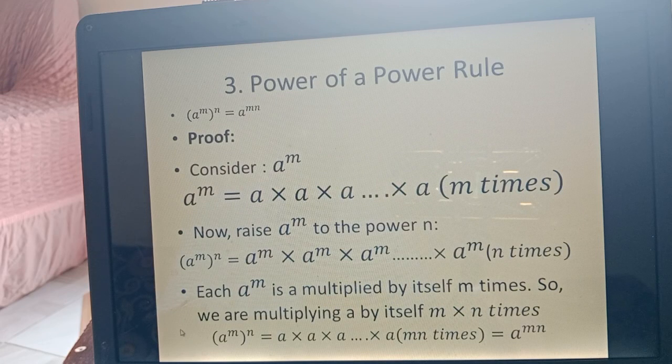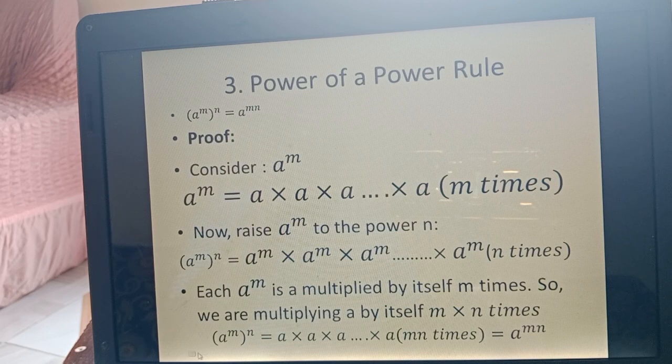a raised to m, everything again raised to n, is equal to a raised to m times n. And the proof is that if you consider a raised to m, that's what you get, the same as a times a times a times a, m times. Now raise a raised to m to the power n, and you find that it is a raised to m times a raised to m times a raised to m, n times.